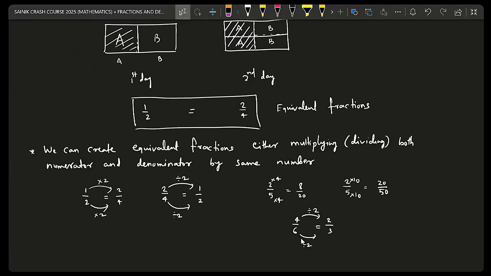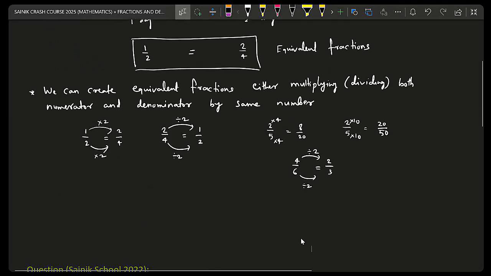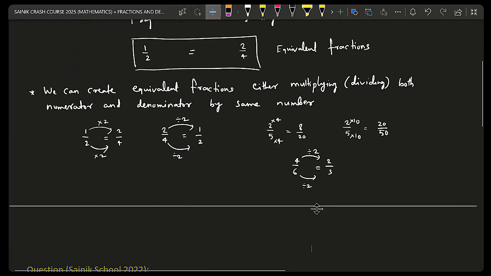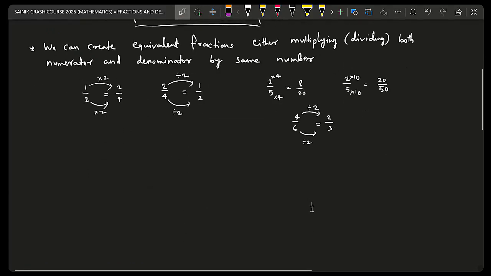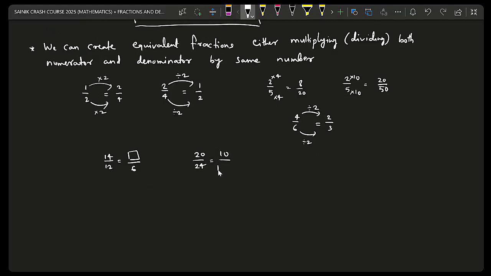Now, based on equivalent fractions, I'll give some questions all of you must try. Something like 14 by 12 is equal to box divided by 6, and 20 divided by 24 is equal to 10 divided by box.